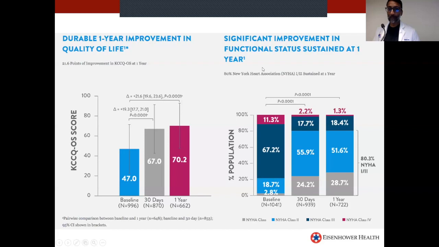Now, not only is it immediate or within 30 days, but as people do the cardiac rehab, everything, it's sustained out for a year or so. Again, the NYHA class goes from class 3 or 4, almost 70% of people, down to 1 or 2, almost 80% of people with the intervention.